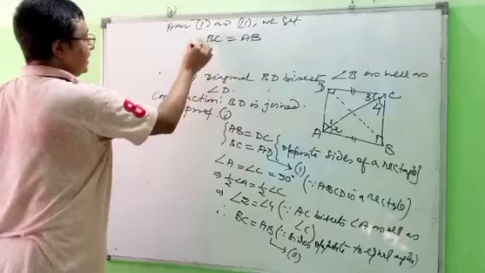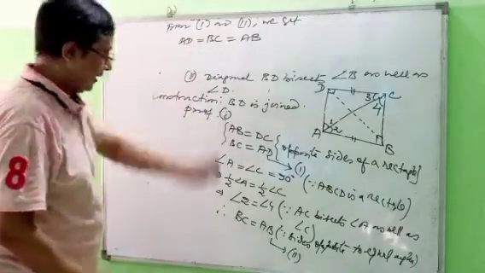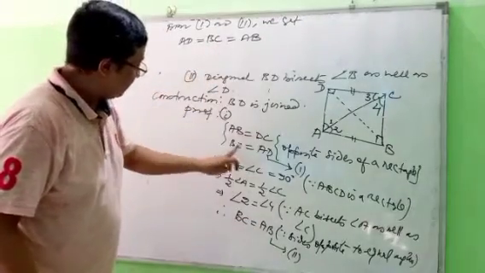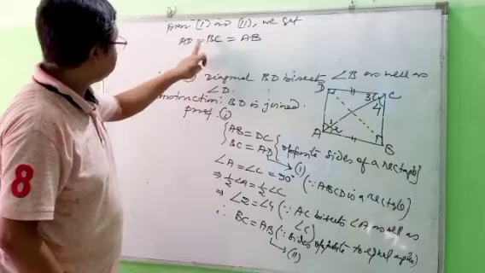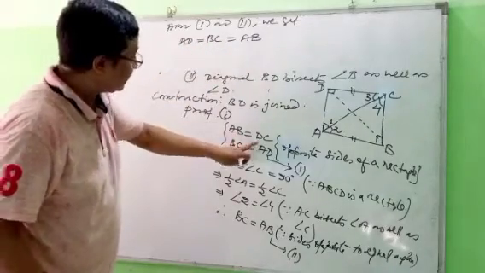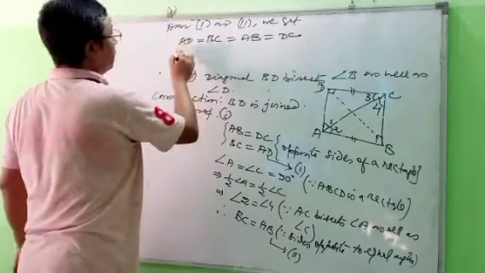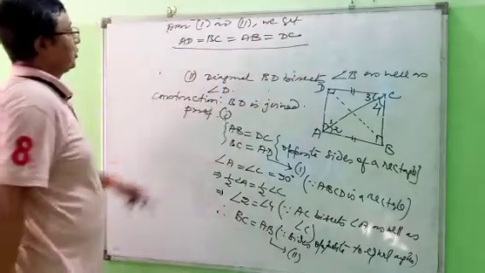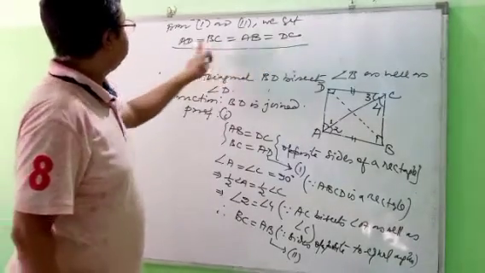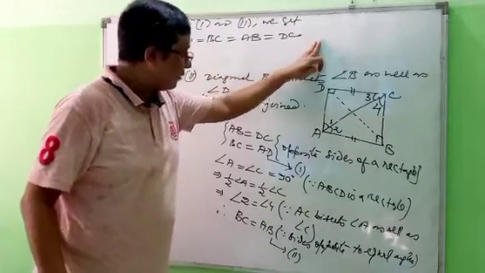So BC equals AD also. BC equals AD. Also AB equals DC. So you get all four sides equal: AB equals BC equals CD equals DA.